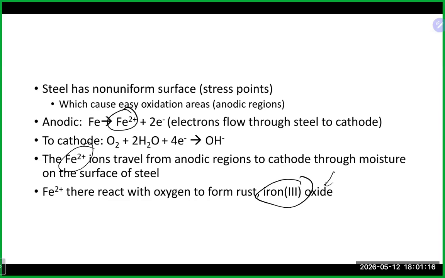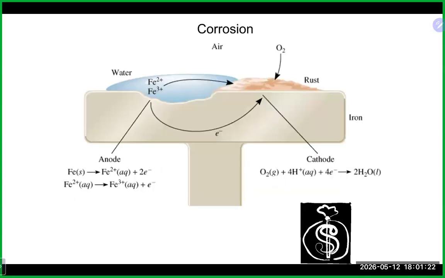Again, the problem with rust, as I mentioned, is that it typically will fall off and expose new metal. Why it happens a lot with steel is there are little pits in steel, and these are great areas for moisture to sit. Now you've got pretty much all the components you need, iron, oxygen, and some moisture, for rust in this situation, ending up costing lots of money.